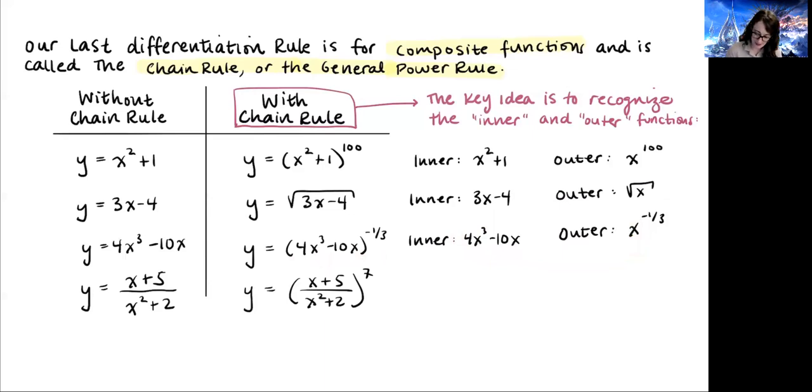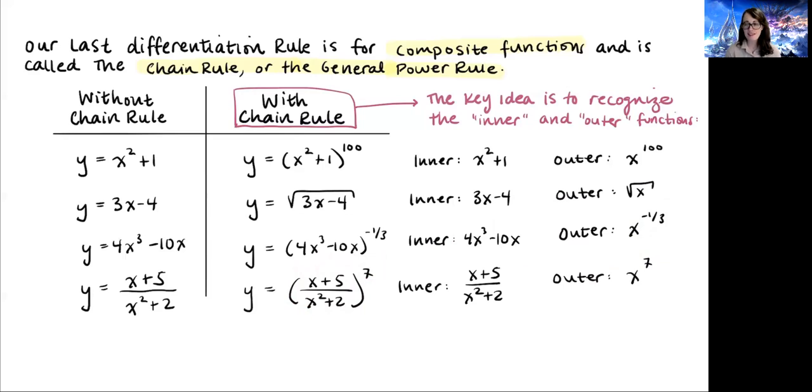Okay, for our last example here, we've got an outer function that raises stuff to the 7th power. And what's being put into that is the inner function, that's this quotient. So here we have an inner function that's x plus 5 over x squared plus 2, and an outer function that raises all of that stuff to the 7th power.